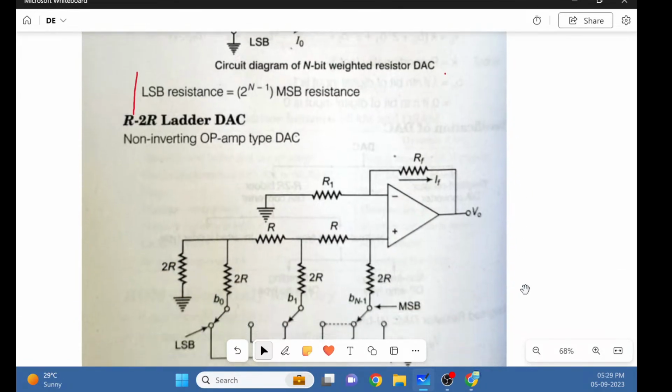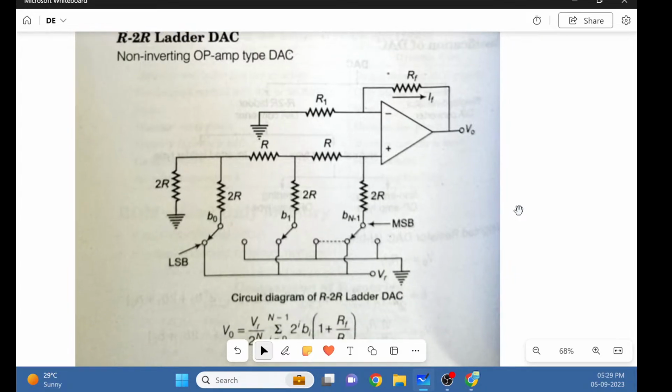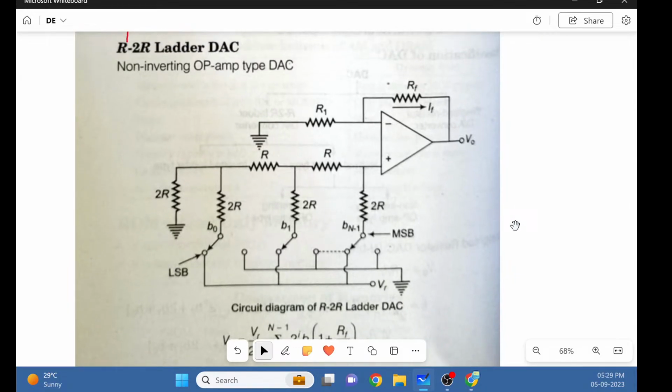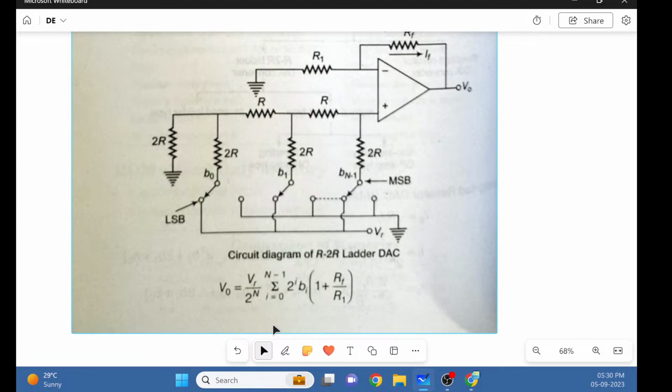Okay. Now let's move on to the next type, that is called the R to 2R ladder. Now you can see there is a ladder that is forming using R resistors and 2R resistors. The LSB is nothing but a 2R resistor. Then we have an alternate R resistor connected. Then again 2R, again R resistors. So R and 2R resistors are connected in an alternate manner, right? And this is the formula which is very important.